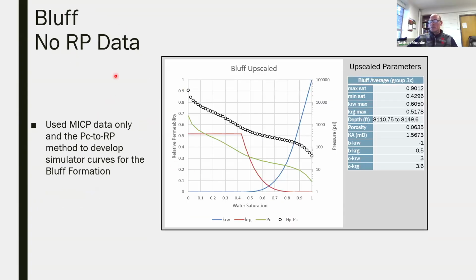This is the Bluff sandstone in the same area of the San Juan Basin, but here we only had the capillary pressure curve, no relative permeability data, and used the method to develop the simulator curve for that. I used the generic fitting parameters for sandstone that I've developed. And this is for the reservoir. Bluff is a reservoir rock.